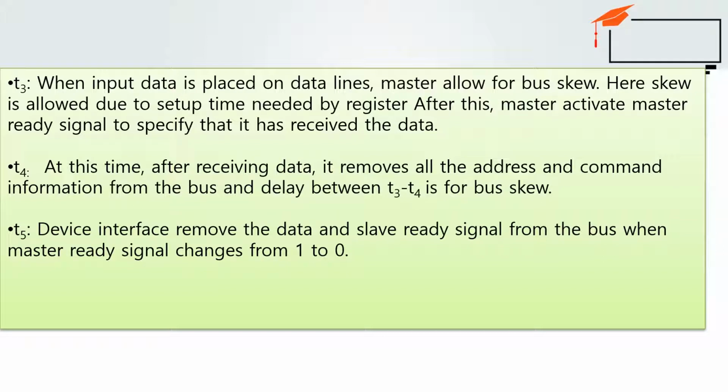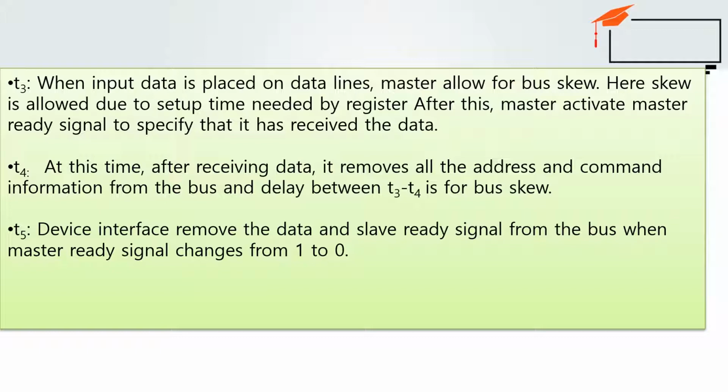Here skew is allowed due to setup time needed by the register. So this delay is equivalent to maximum bus skew and minimum setup time, and master loads the data into one of the processor registers. After this, master deactivates the master ready signal to specify that it has received the data. T4. At this time, after receiving data, it removes all the address and command information from the bus, and the delay between T3 and T4 is for bus skew.